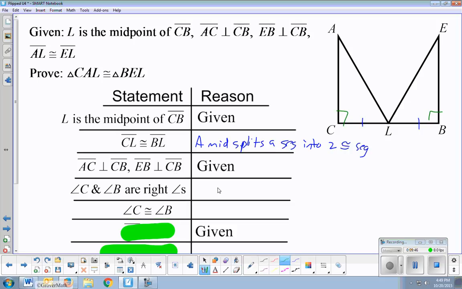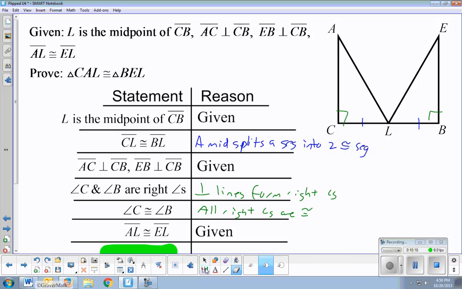And now we have our perpendicular process. They are right angles because perpendicular lines form right angles. Again, after you do this for the 10th time, it becomes pretty second nature. Perpendicular lines form right angles, and so they're congruent because all right angles are congruent. And then we are given a third side congruence: AL is congruent to EL. And so this was a side congruence, this was an angle congruence, and this was also a side congruence.